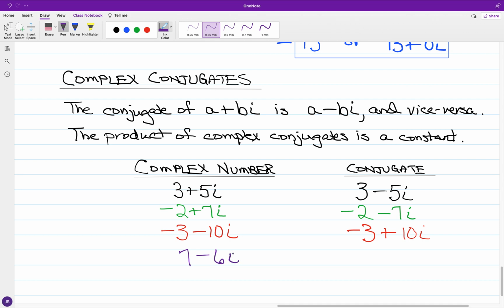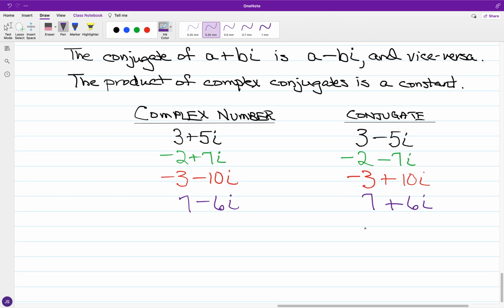And say we have 7 minus 6i. Again, we have the a at 7, and we have plus 6i. Again, we have the same leading term, and with the conjugates you have additive inverse i terms. And just to throw in a little different twist.